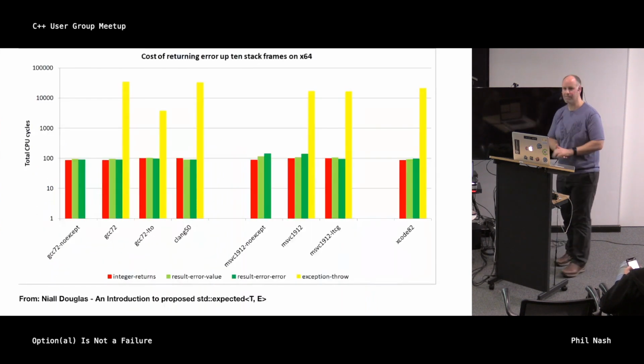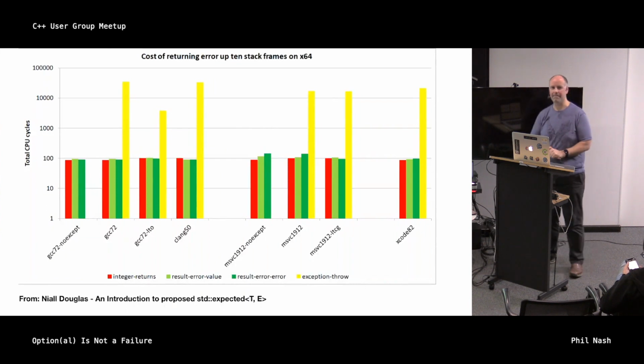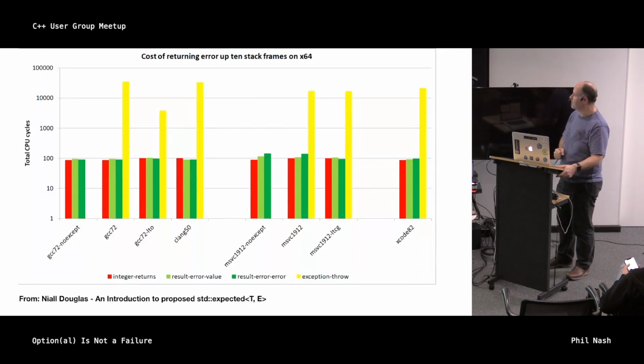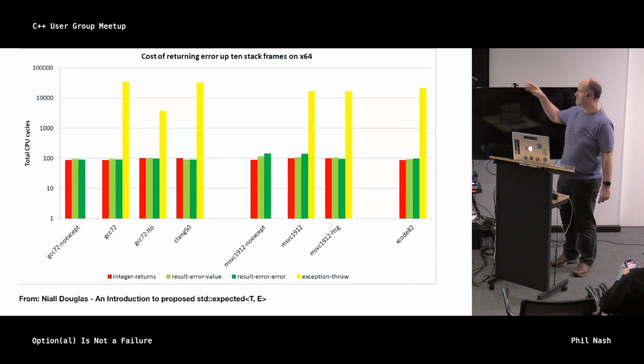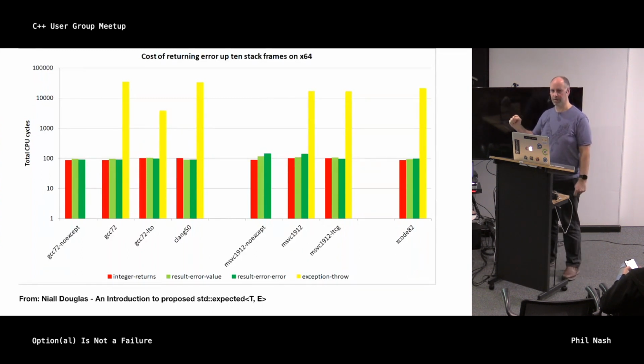So I said I'd look at some numbers, and unfortunately we don't have any real, what you might call scientific numbers to look at. We've got lots of different people's own benchmarks that all give different variations on the same theme. This is one I stole from Niall Douglas, who's been working on std::expected and Boost Outcome. And here he's comparing the cost of returning an error up 10 stack frames on the x64 architecture.